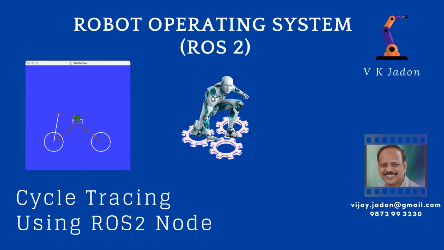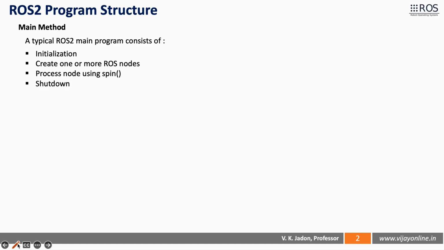Hello everyone, welcome back. I am Vijay and today I shall discuss how to create a node which will trace a circle using a Python package. In our previous sessions, I introduced you to the ROS2 commands for publishing on a topic and calling services to trace a circle, and then explained how to create the shell script that can trace the circle. In this particular session, we'll be using a node.